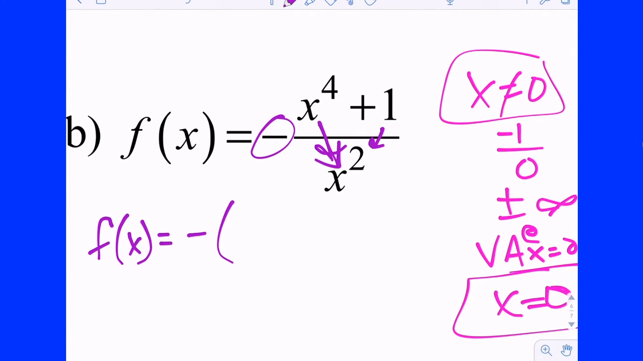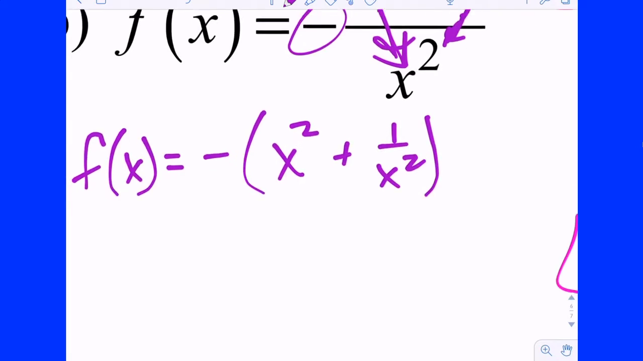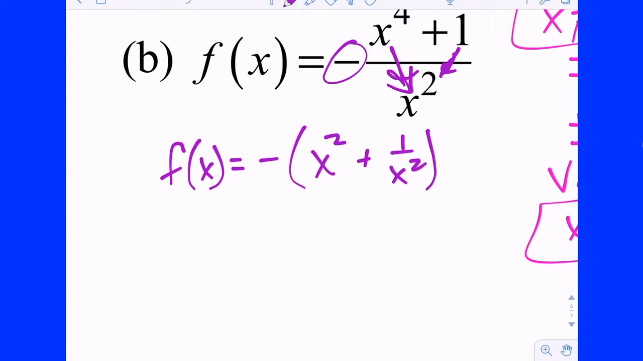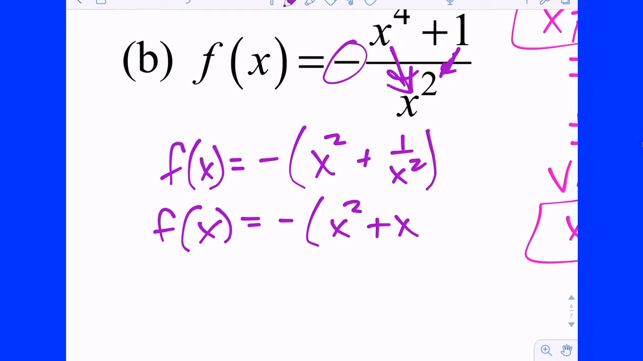When you split it up, x to the 4th over x squared is x squared plus 1 over x squared. There you go. What would you do with the negative? Would you keep it out front or would you distribute it? Keep it out front? Yeah, me too. Notice x still can't be 0 in that second term. So I get x squared plus x to the negative second.